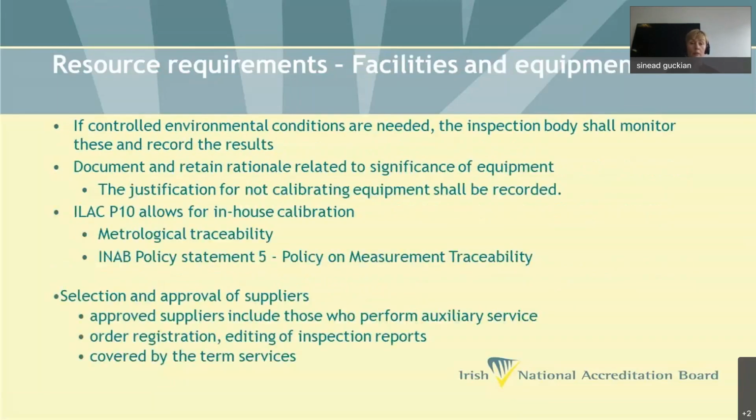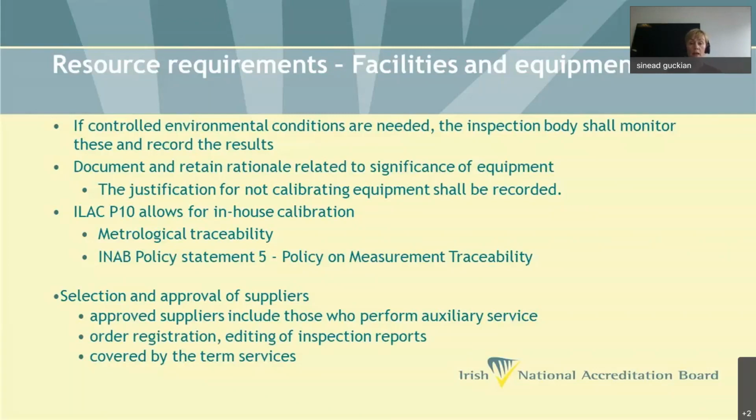On facilities and equipment, it's noted that if controlled environment conditions are needed, the inspection body shall monitor these and record the results. And there's also a requirement to document and retain the rationale related to the significance of equipment, because this is critical as regards later decisions for traceability and calibration. The justification for not calibrating equipment shall be recorded. ILAC P10 allows for in-house calibrations. However, they must ensure that there's metrological traceability.